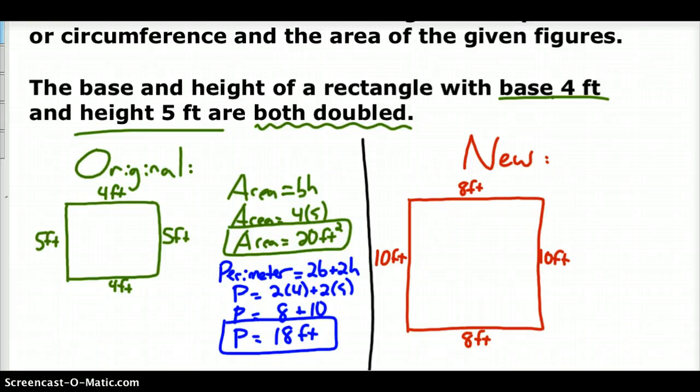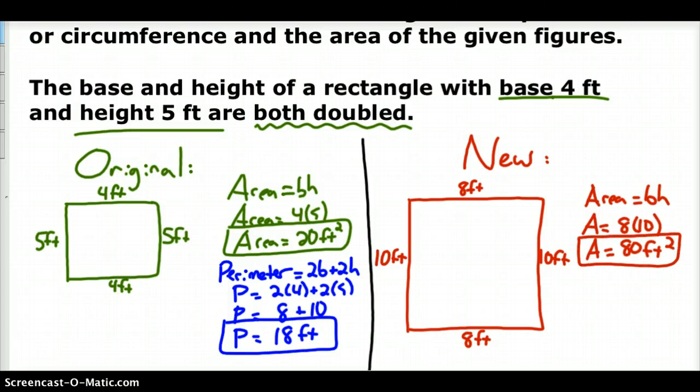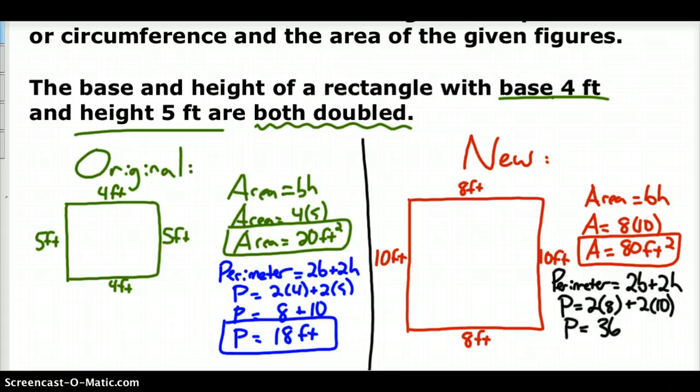The area would still be base times height, so the area is equal to 8 times 10. That gives us an area of 80 square feet. Now we want to take a look at the perimeter. It's just going to be the same formula: the perimeter is 2 times the base plus 2 times the height. So the perimeter is equal to 2 times 8 plus 2 times 10, which ends up giving us a perimeter of 36 feet.